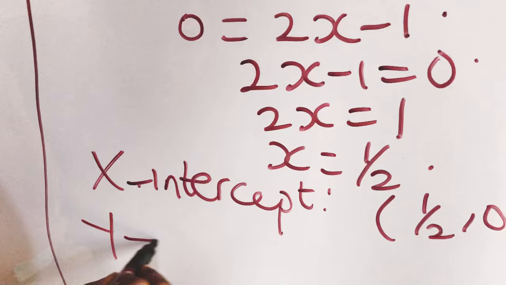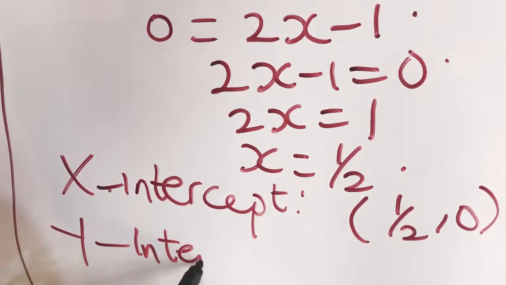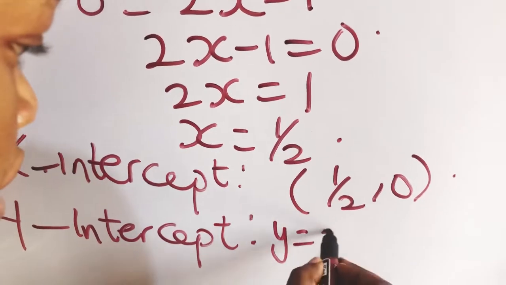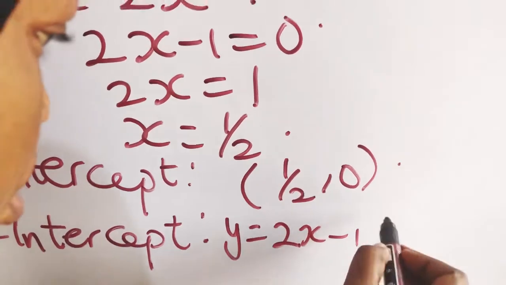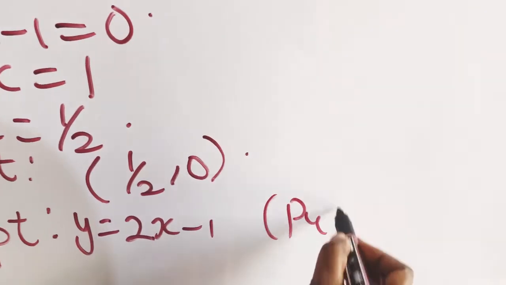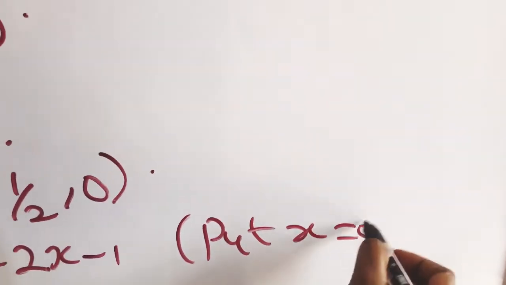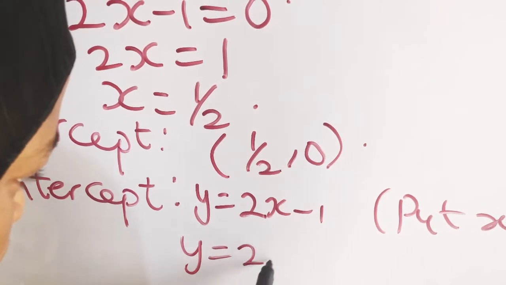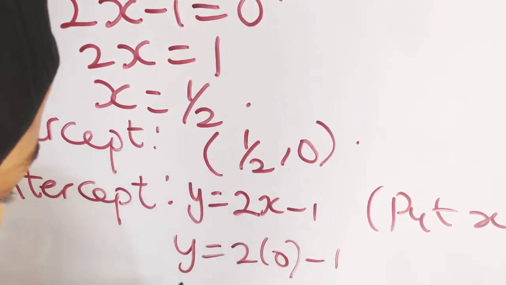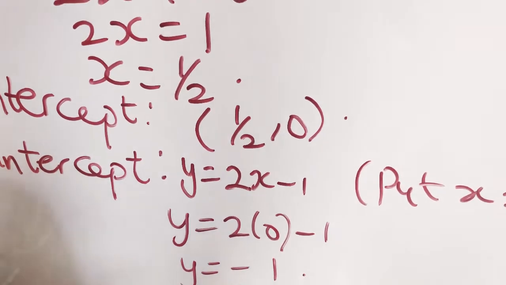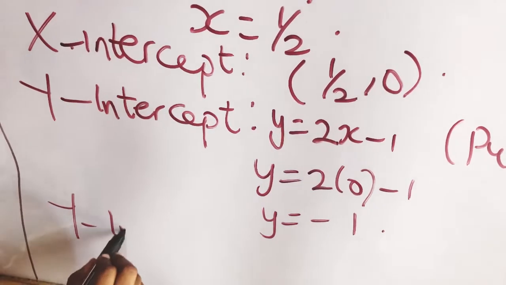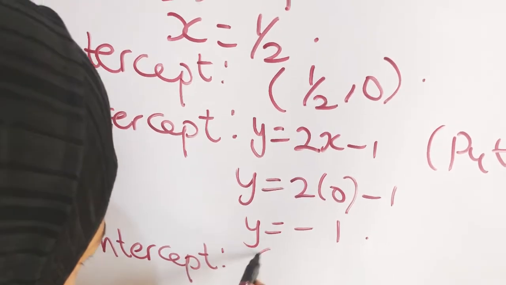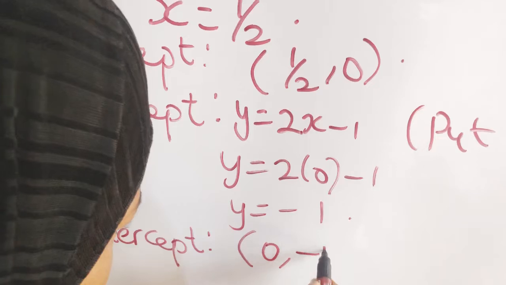For the y-intercept, put x equal to 0. So y is equal to 2x minus 1. Wherever you see x, you put 0: y is equal to 2 multiplied by 0 minus 1. y is equal to minus 1. So the y-intercept will be (0, -1).